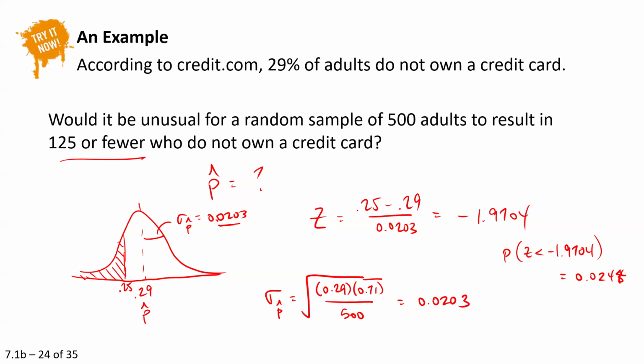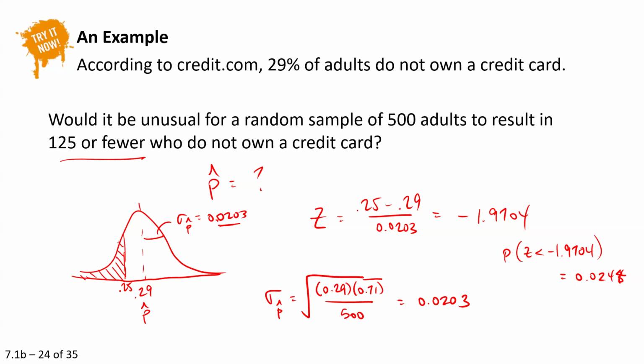What are we finding there? From the spreadsheet? So say again, from the spreadsheet. Yeah, so you got that from the spreadsheet. That's right. So what are we finding there? That's the probability that we get a proportion less than 25% when we're sampling 500 people. 0.024.